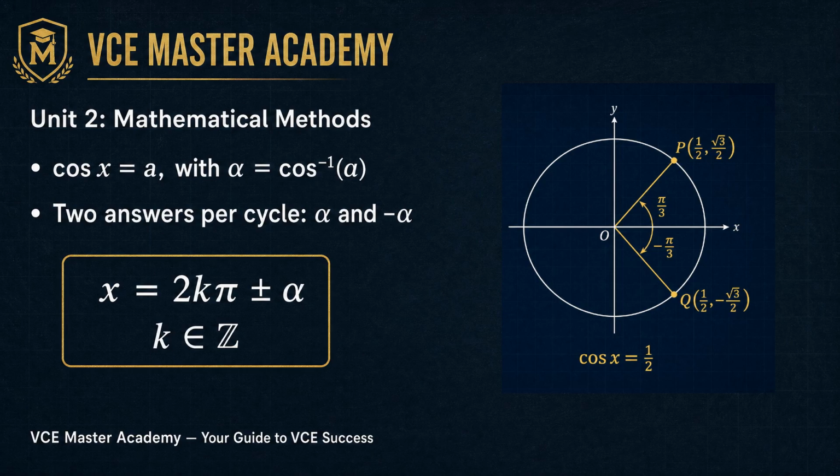Next, cosine. Cosine is the sideways value, the x value. Draw a vertical line. It touches the circle twice. Once above the axis at alpha, once below at minus alpha. A perfect mirror. So cosine has the neatest family of all. X equals 2k pi plus or minus alpha. K is any integer. The plus or minus holds both mirror answers. One line does the work of 2.